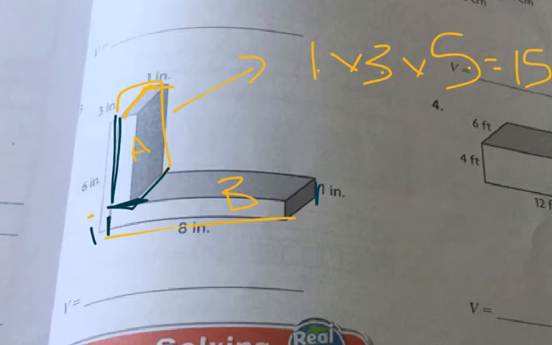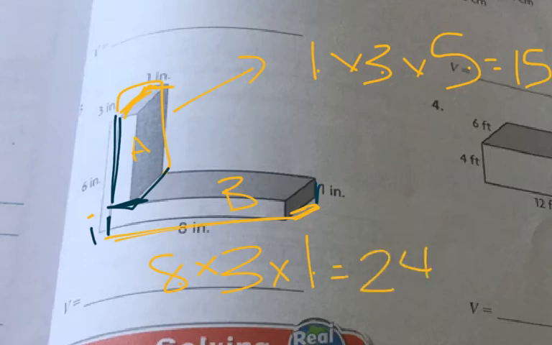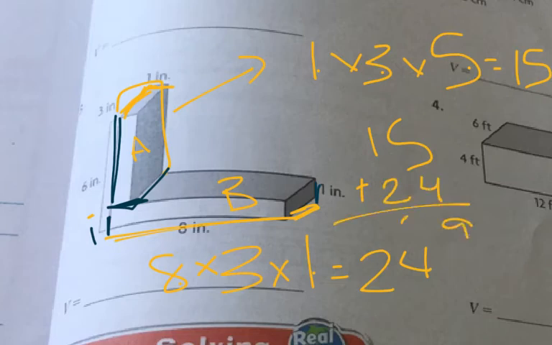Now down here, this is going to be 8. I have to figure out this part, which I know that part was 3, so this part is 3, and the height is 1. 8 times 3 times 1, 8 times 3 is 24, times 1 is 24. So 15 plus 24, 5 plus 4 is 9, 1 plus 2 is 3, 39 inches cubed. Let's do another one.